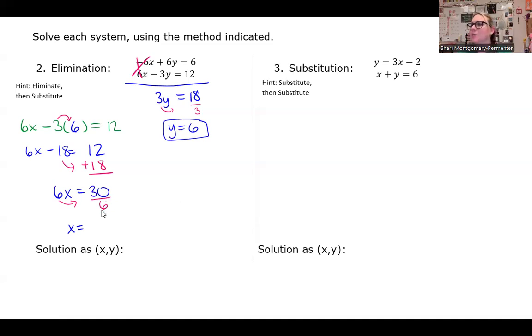30 divided by 6. What do we get? 5. No wonder y'all started getting quiet. Y'all were looking up there with crazy eyes. Like, what is she doing?